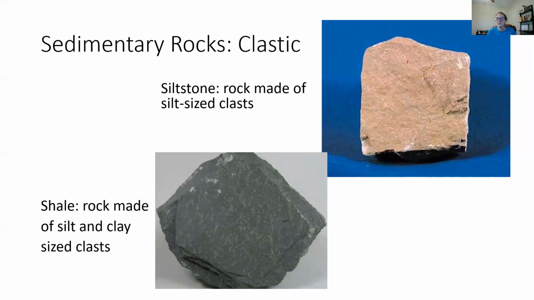You can get siltstone, right? A rock made up of different silt-sized clasts. You can get shale, which is made up of both silt and clay-sized clasts, right? And every single one of these, if you feel it in your hand, you can actually feel the different grains that are all cemented together to create that rock.